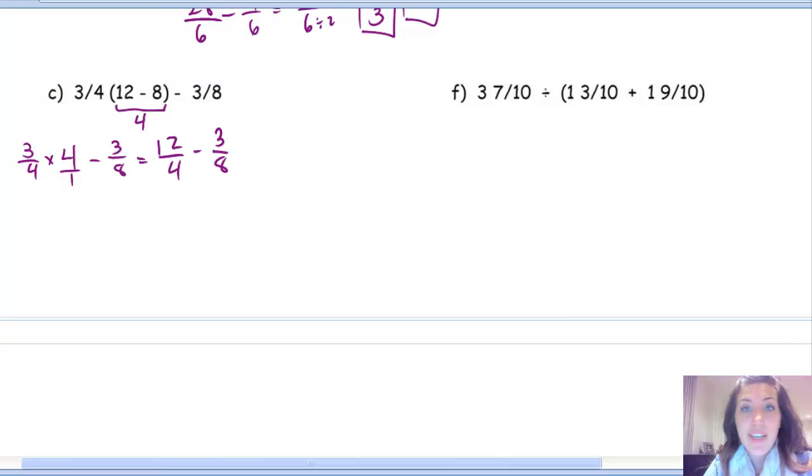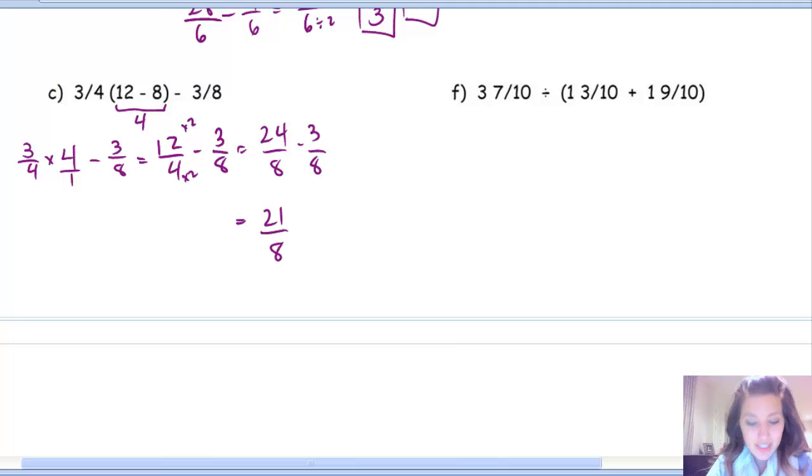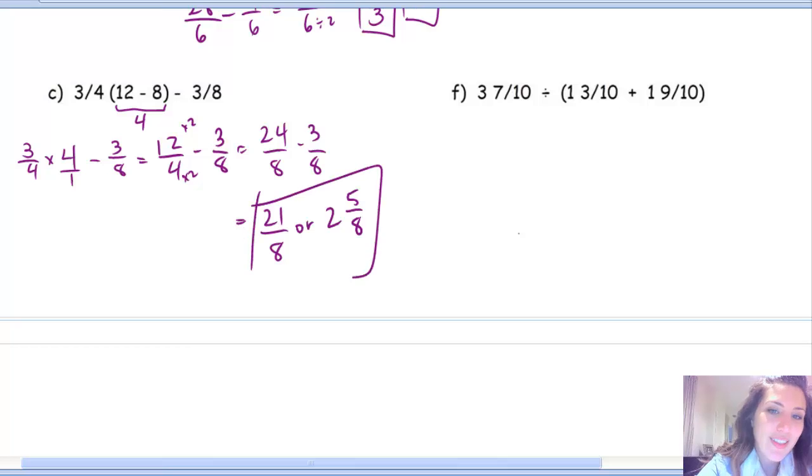Now, are the denominators the same? No, they're not. So we need to multiply to make the denominators the same. 24 over 8 minus 3 over 8. 24 minus 3 is 21 over 8. Can we make this any more reduced? No, but we can express it as a mixed fraction. There you go.